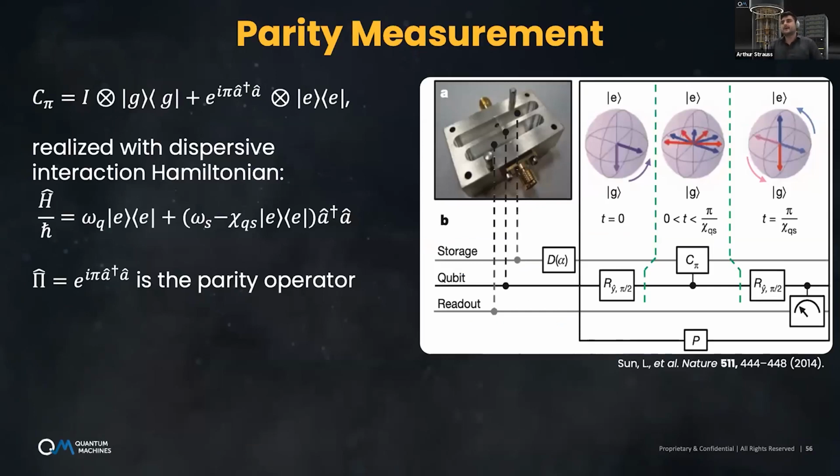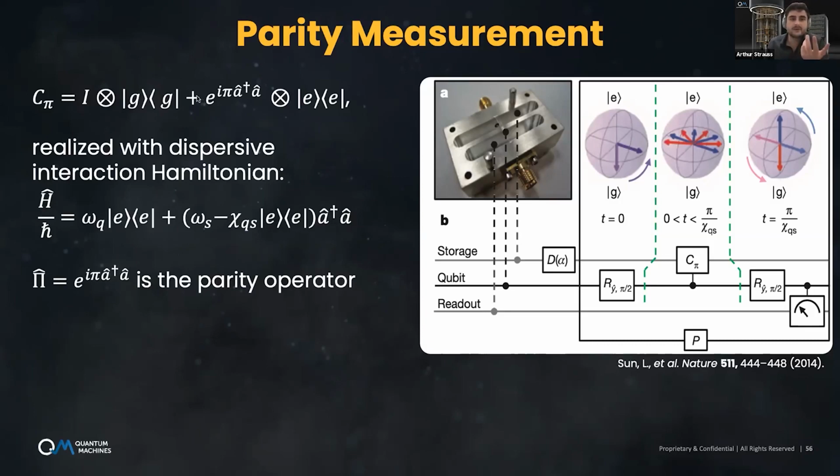The parity measurement is a bit different, of course, from what you would encounter in a transmon qubit, but it's interesting to notice that the way we measure the parity is with the help of a transmon. So we are going to use a dispersive interaction Hamiltonian, which you can see here. This dispersive Hamiltonian couples the photon numbers of your cavity to the state of the transmon. Having this coupling allows you, in a very specific way, to compute a controlled phase gate, which is displayed as follows.